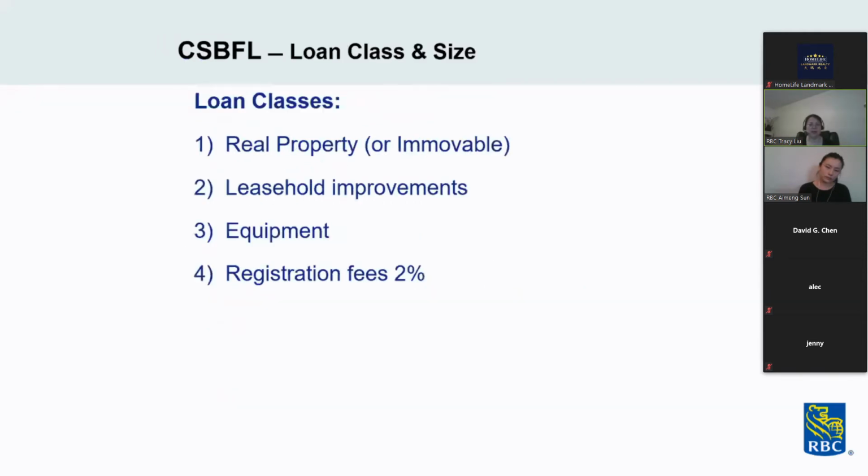Now, the loan class, what we can borrow this money for, is to purchase real estate, such as a property or commercial unit, or for making renovation or leasehold improvements, or buying equipment. Because the government guarantees the loan, on top of the loan amount there will be a registration fee of 2%. Now, if the client is not able to pay the cash, we can add this 2% to the total loan amount as well.